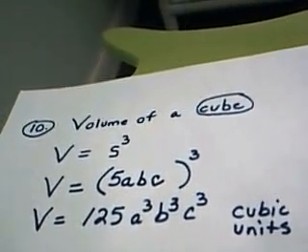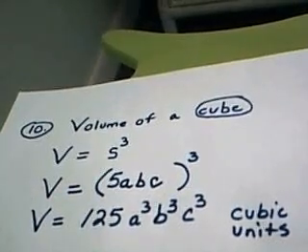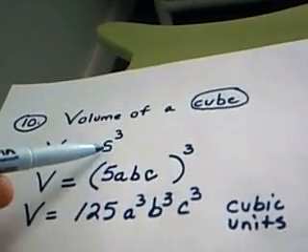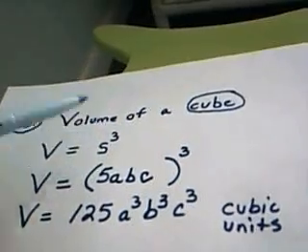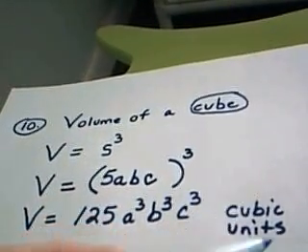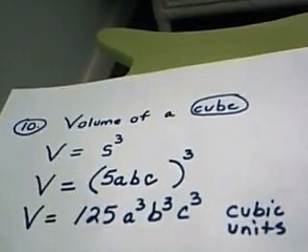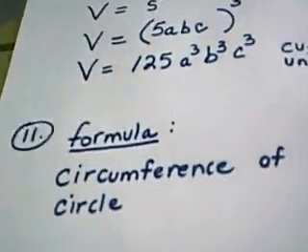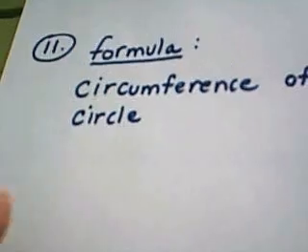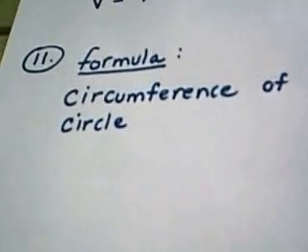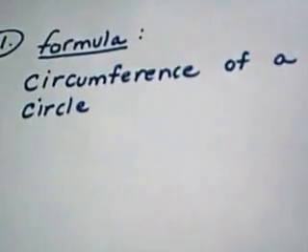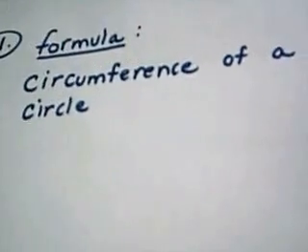Okay, so basically your formula that you need to remember for the volume of a cube is you take the length of one of the sides and raise it to the third power, and then you always make sure your answer is given with the correct units, in this case cubic units. Alright, the next question also involves a formula, but this time we're asked to state the formula for the circumference of a circle.